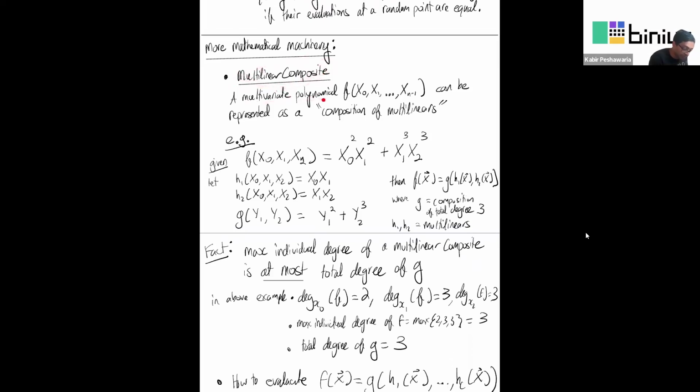If I have a multivariate polynomial f on n variables, it can be represented as a composition of multilinears. So let's look at an example to explain this. We have f of x0, x1, x2 equal to this expression. I can define a couple of multilinears, and I can define a composition polynomial G. I define H1 like this, H2 like this, and G like this. Now I can see that f is actually equal to G applied to first evaluating H1, then evaluating H2, then applying G on those two multilinear evaluations. So f, or any multivariate polynomial, can be represented as a composition of multilinears.